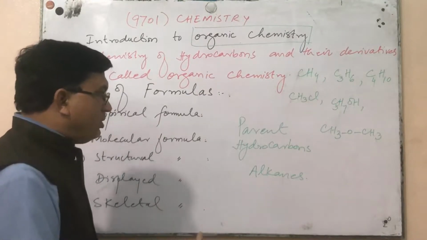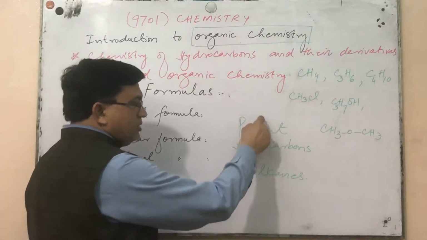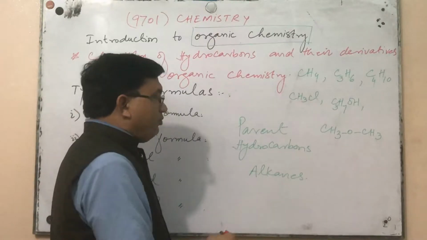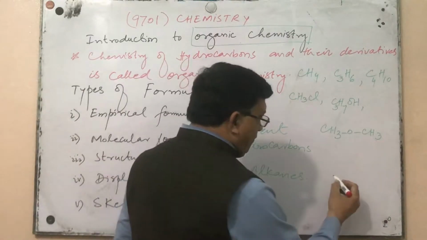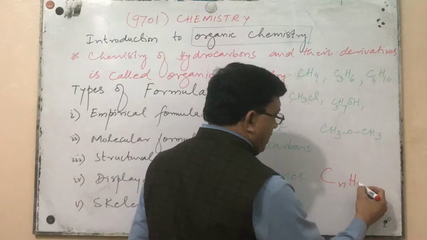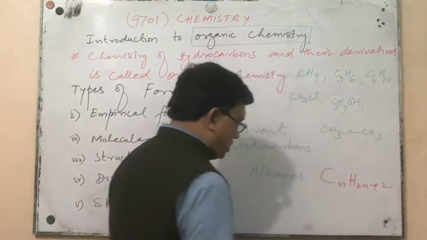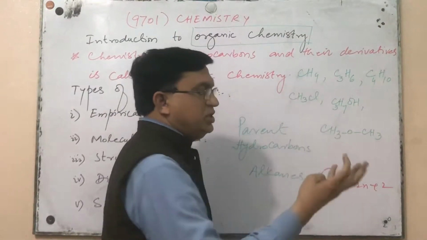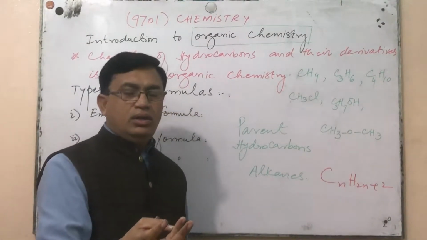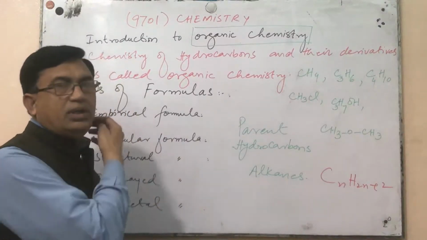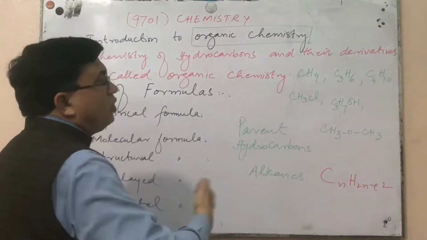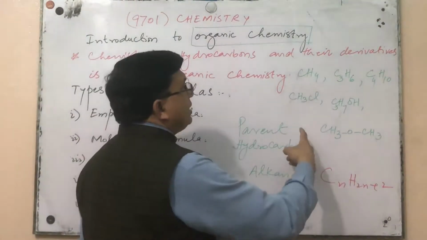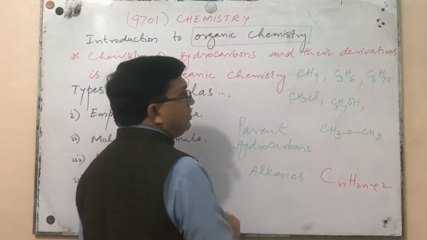Now, for example, hydrocarbons are those compounds which are made of only carbon and hydrogen. The parent hydrocarbons are alkanes with general formula CnH2n+2. The first members of the alkanes are methane, ethane, propane, butane, and so on. These are also called hydrocarbons.